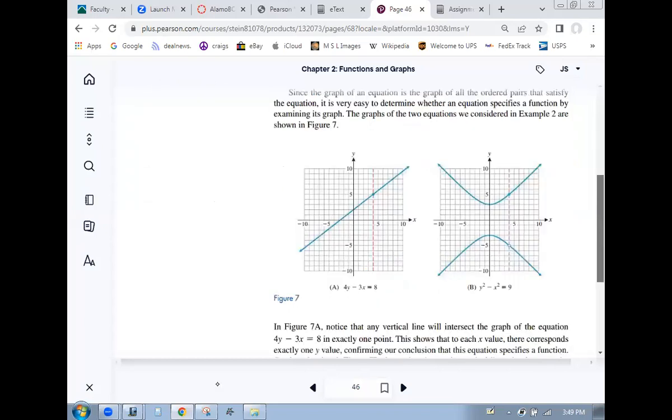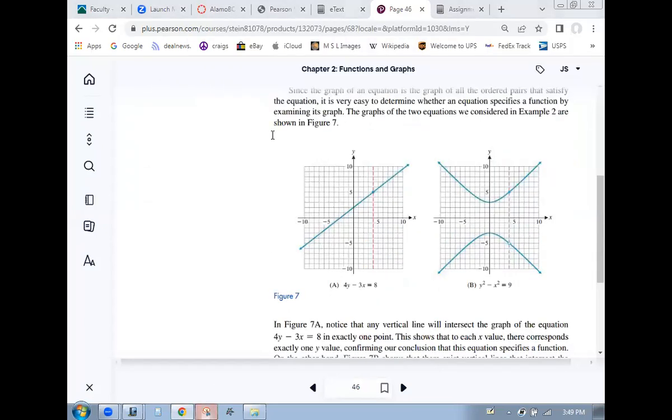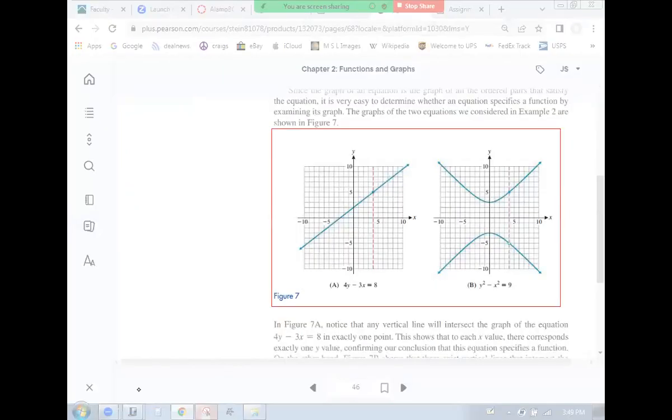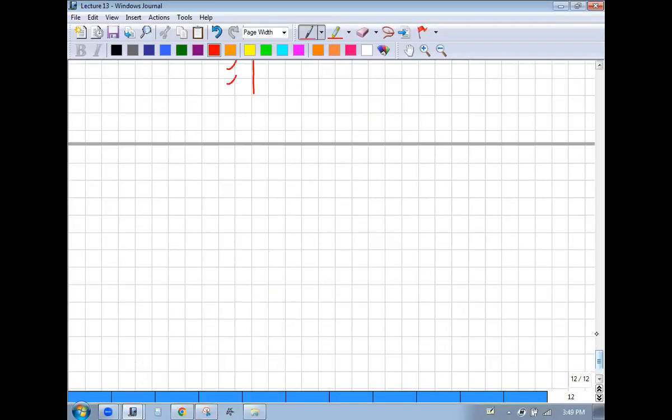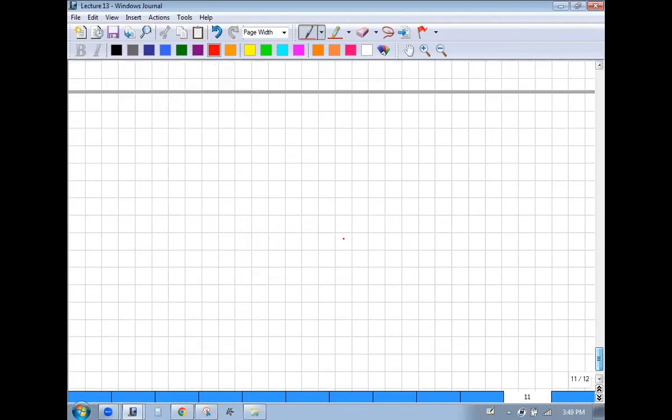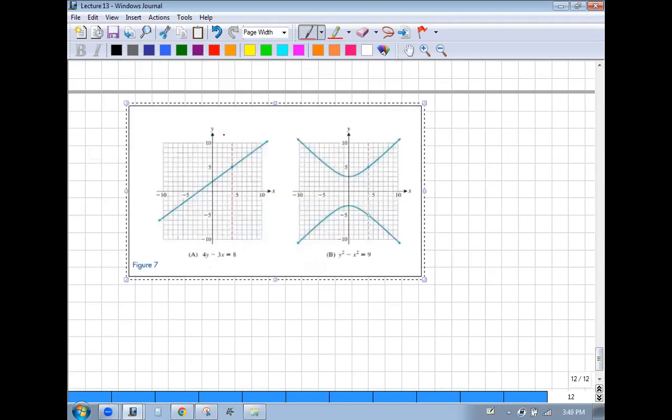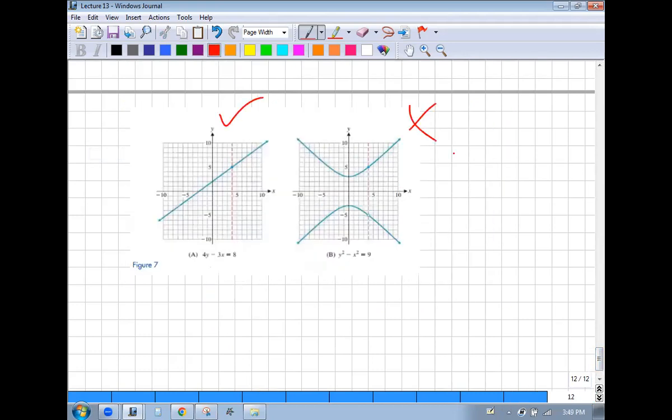So the one on the left, the straight line, is a function. The one on the right, these are not the two we just looked at, these are new ones. Function, not a function, right? Give me an x, there's two y's, so that's not a function. It's still an equation, right? And just the top half is a function, just the bottom half is a function.